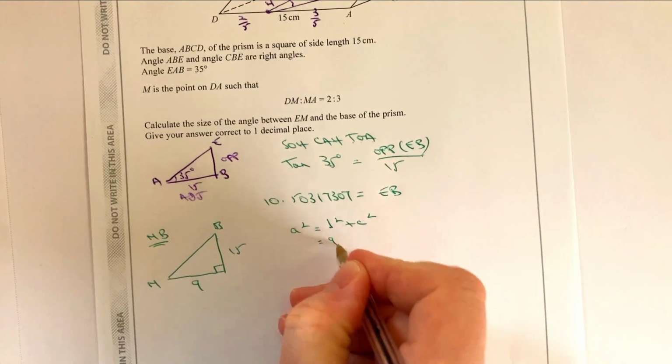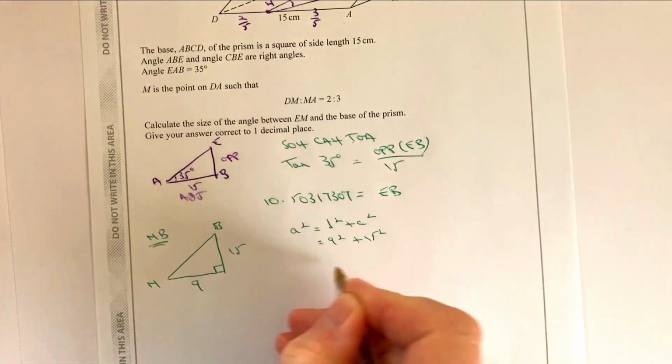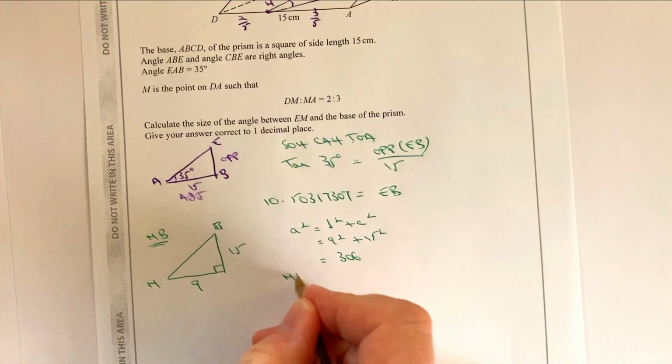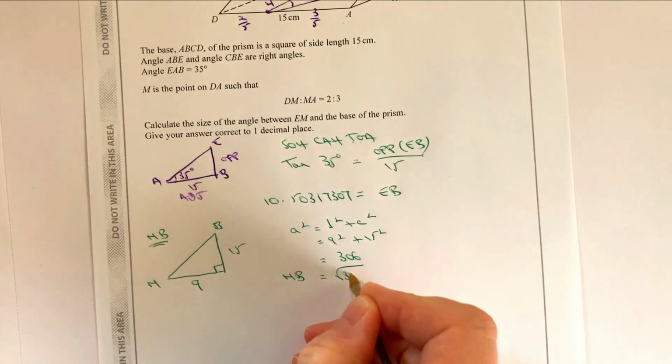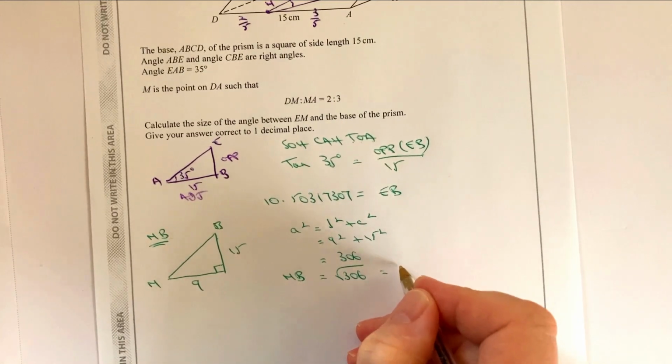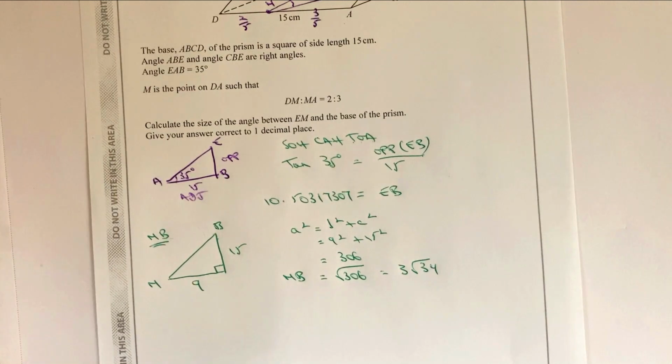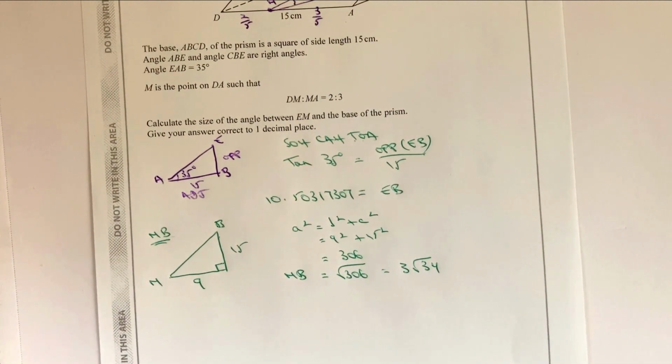So in this particular case, it's going to be 9 squared plus 15 squared, so therefore a squared is going to be 306. So MB is going to be the root of 306, which equals, I'm going to write it as 3 root 34. I could, if I wanted to, write that out as the decimal equivalent. It'll just take a little bit more time to do that.